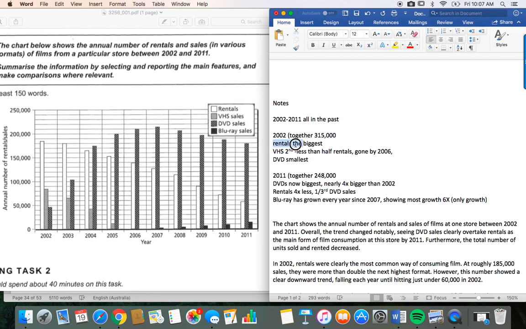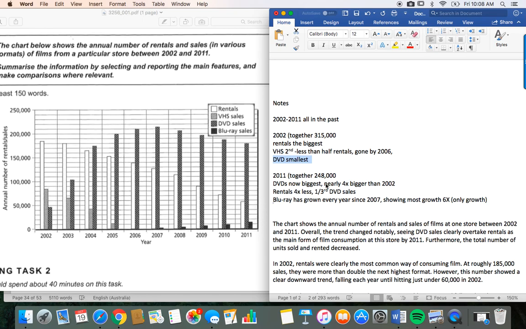Then, I noted in that year, rentals were the biggest, and clearly they were, roughly 185,000. You don't need the exact number. VHS sales were less common or less popular, clearly by less than half. And that was an important thing I noted. As I went further, I noted that by 2006, they were gone. Furthermore, DVDs were the smallest. They were a very small amount at about 45,000. That's all I've got there.